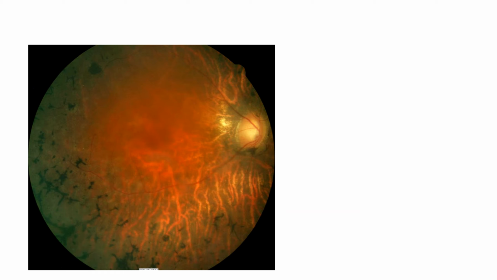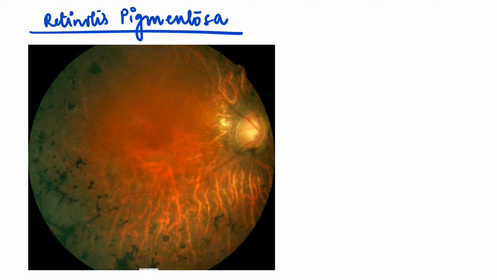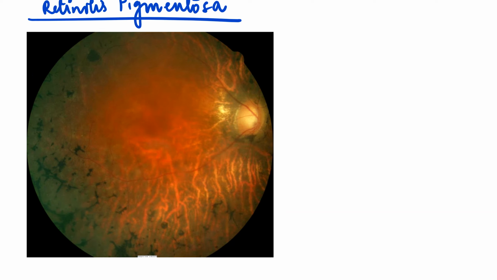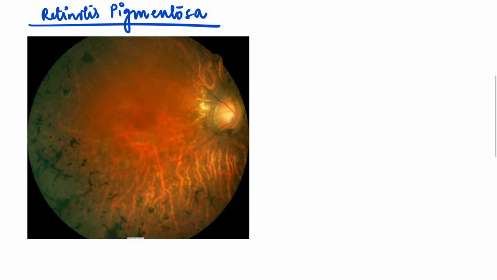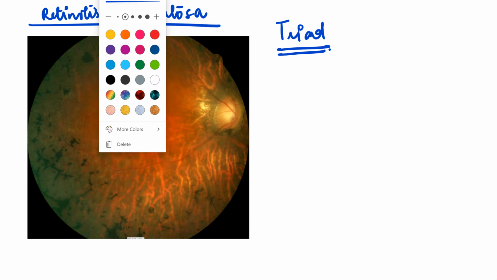Let us see retinitis pigmentosa. So this is a fundus photo of a patient with RP. As we know, RP has a classic triad. And if that is seen on the fundus photo, it is very easy to diagnose the patient as having retinitis pigmentosa.